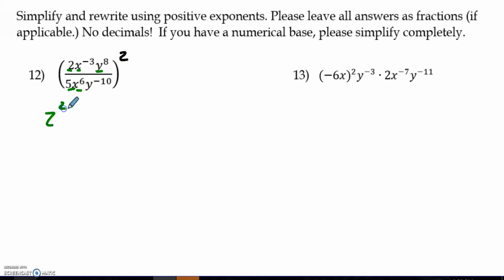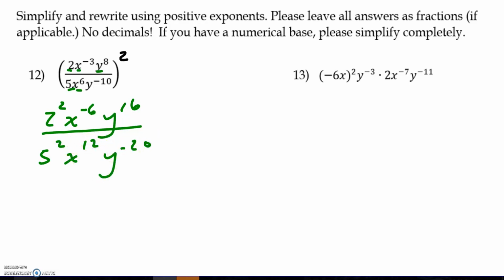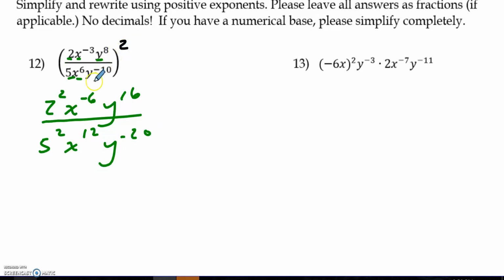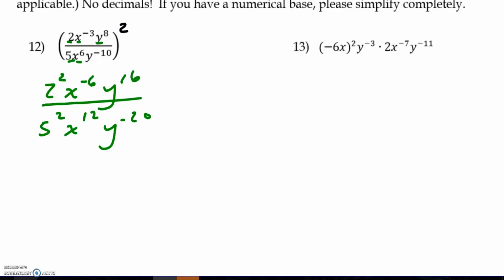So that would be 2 to the second, x to the, remember that if you're raising a power to a power, you're really multiplying the exponents. So x to the negative 6th, y to the 16th, over 5 squared, x to the 12th, y to the negative 20th. So now we applied the 2 to everything, and so now let's simplify what we can.